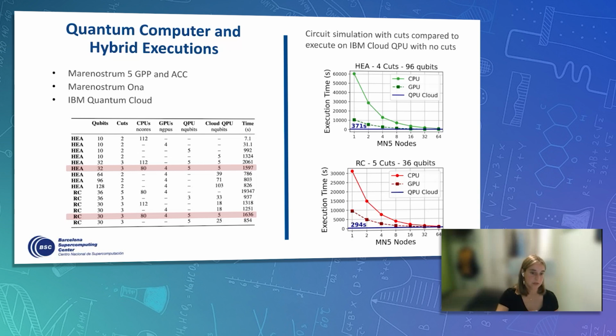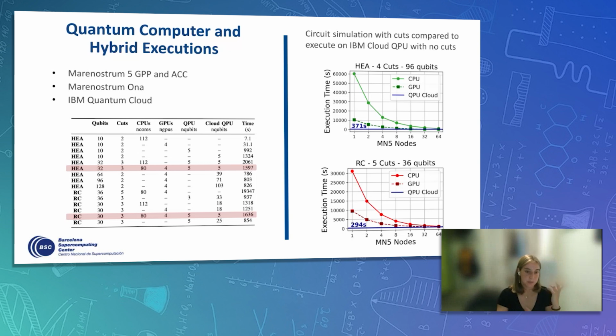And finally, this table summarizes all the types of experiments we tried to do the proof of concept of these hybrid executions. I just highlighted the ones that used all the resources, CPUs, GPUs, QPUs, from MareNostrum on-site and cloud QPUs. Basically, it was to do the proof of concept that this can be done, and that we did it.